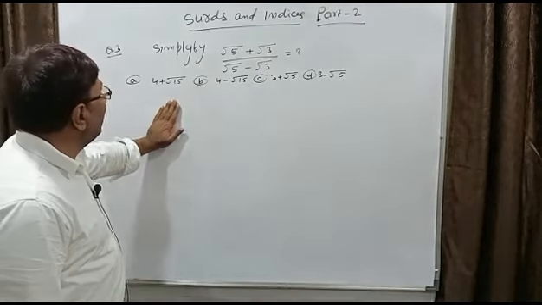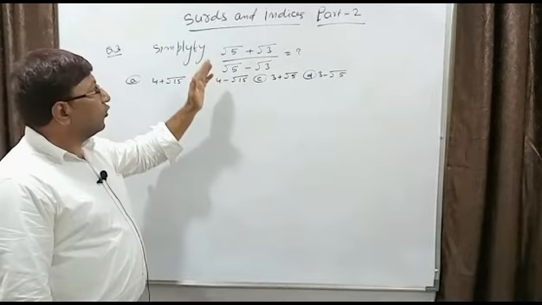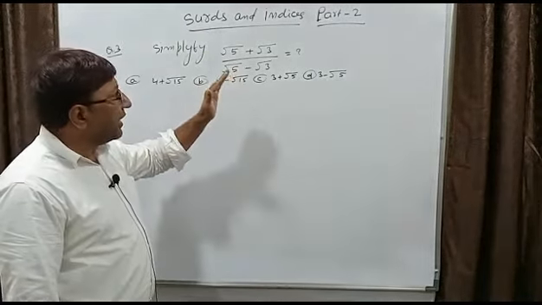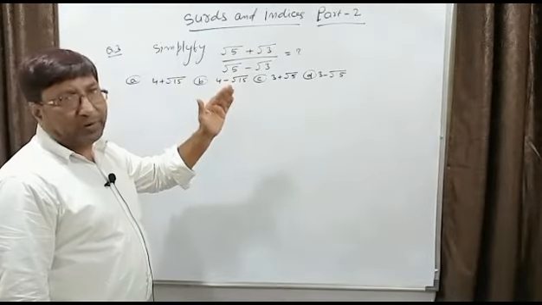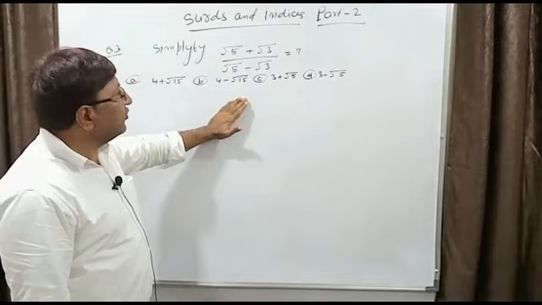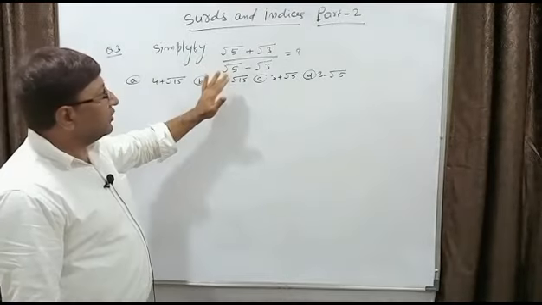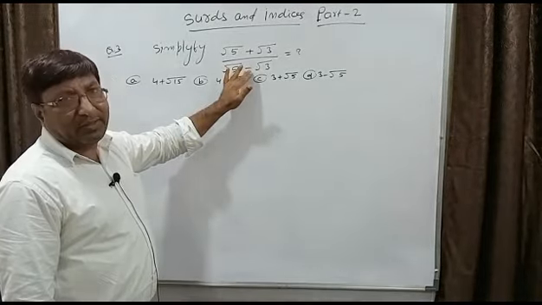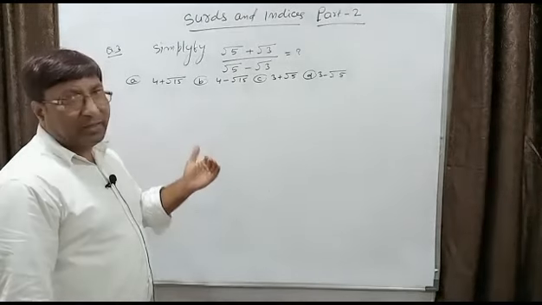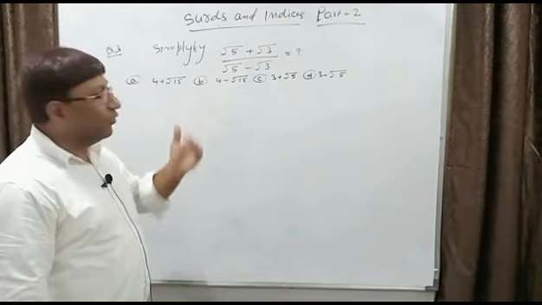Now see question number 3. The question is: simplify root 5 plus root 3 divided by root 5 minus root 3. For this type of question, the simple technique is to rationalize the denominator. Here the denominator is root 5 minus root 3. So just multiply numerator and denominator by root 5 plus root 3.